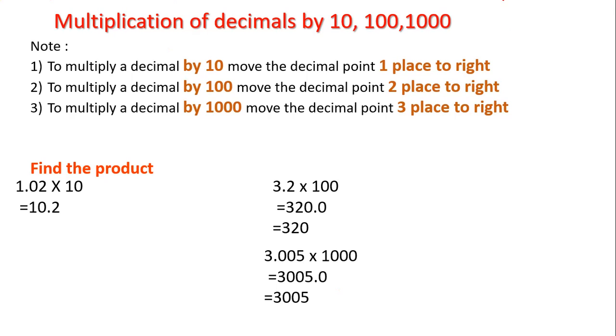This way, these are the three shortcut tricks or points which will help us to find the product of decimal number by 10, by 100 or by 1000. Let's take some more problems.